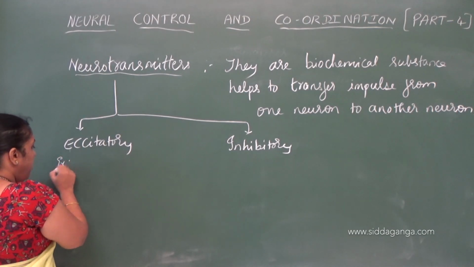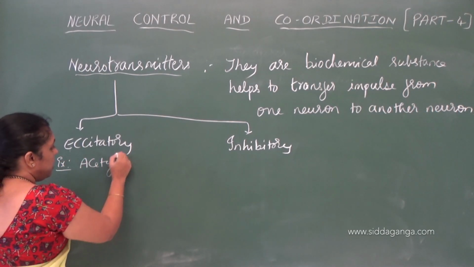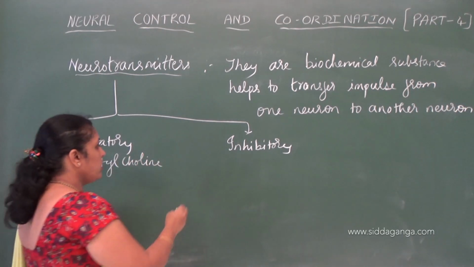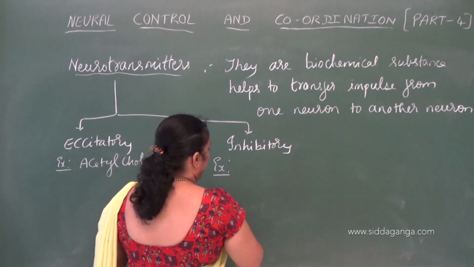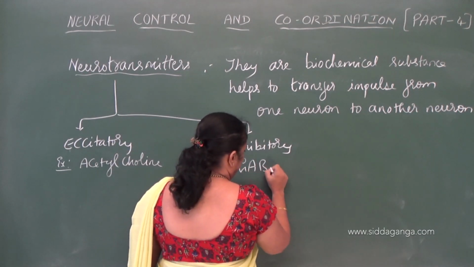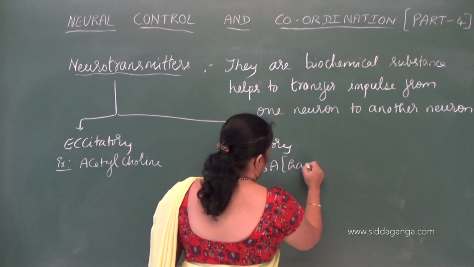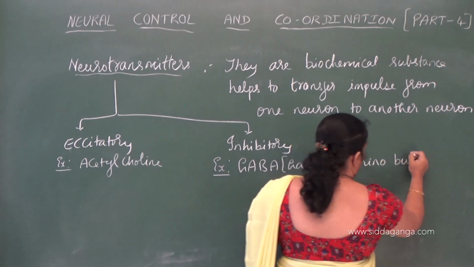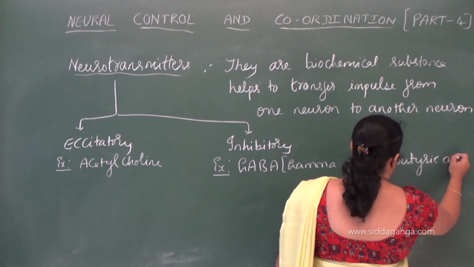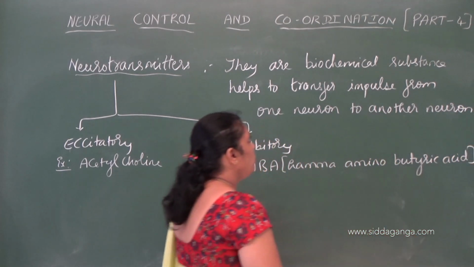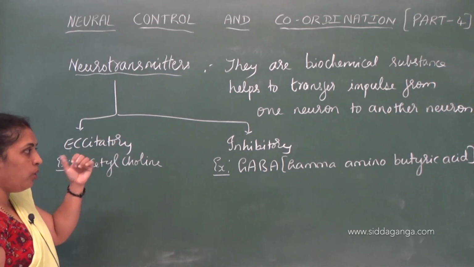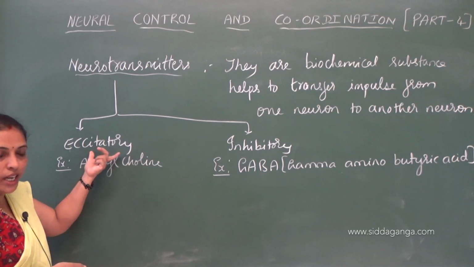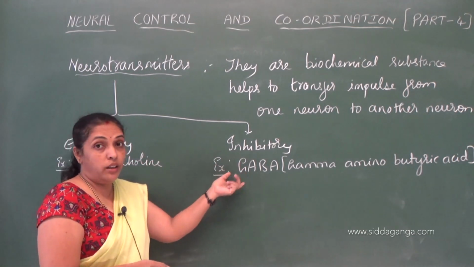Excitatory examples we have acetylcholine or norepinephrine, they are all examples of excitatory. Inhibitory we have serotonin and gamma aminobutyric acid. They are not given in your textbook, but you should know them, because sometimes in your exam they may ask, like acetylcholine is excitatory or GABA is inhibitory.